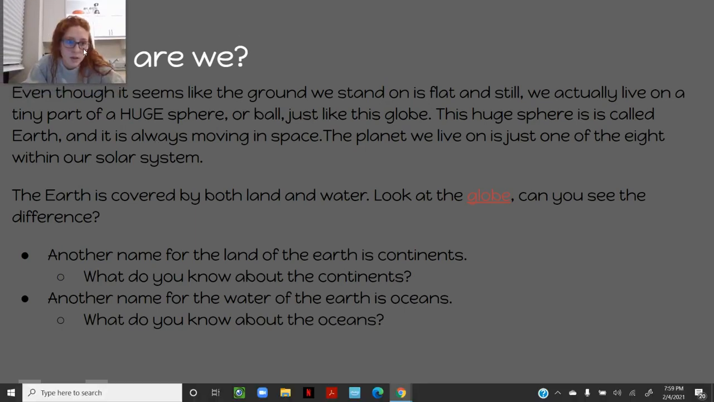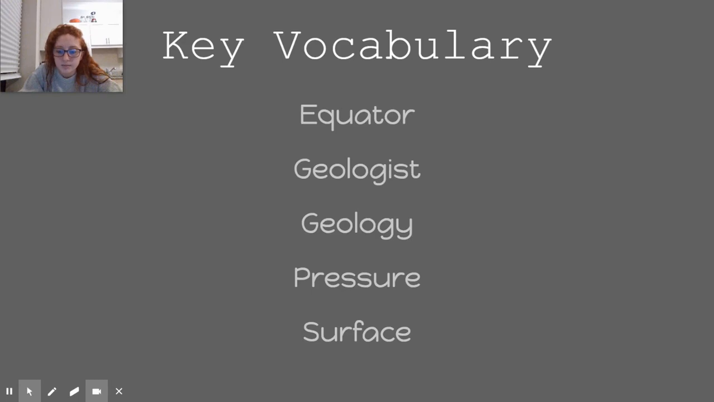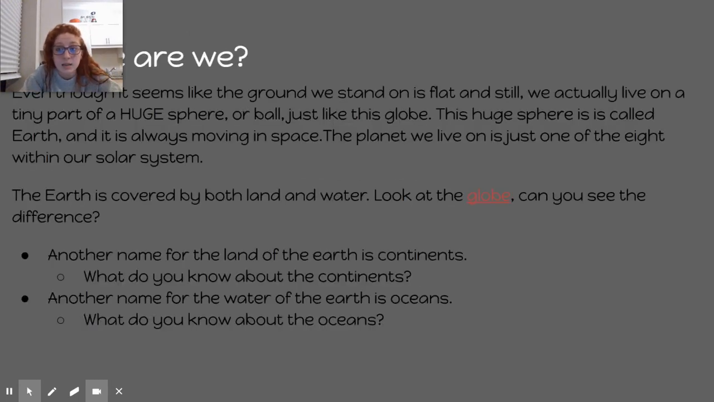Even though it seems like the ground we stand on is flat and still, we actually live on a tiny part of a huge sphere or ball, just like the globe we just looked at. This huge sphere is called Earth, and it is always moving in space. The planet we live on is just one of the 8 within our solar system. But we already knew that, right? Because you guys are astronomers.